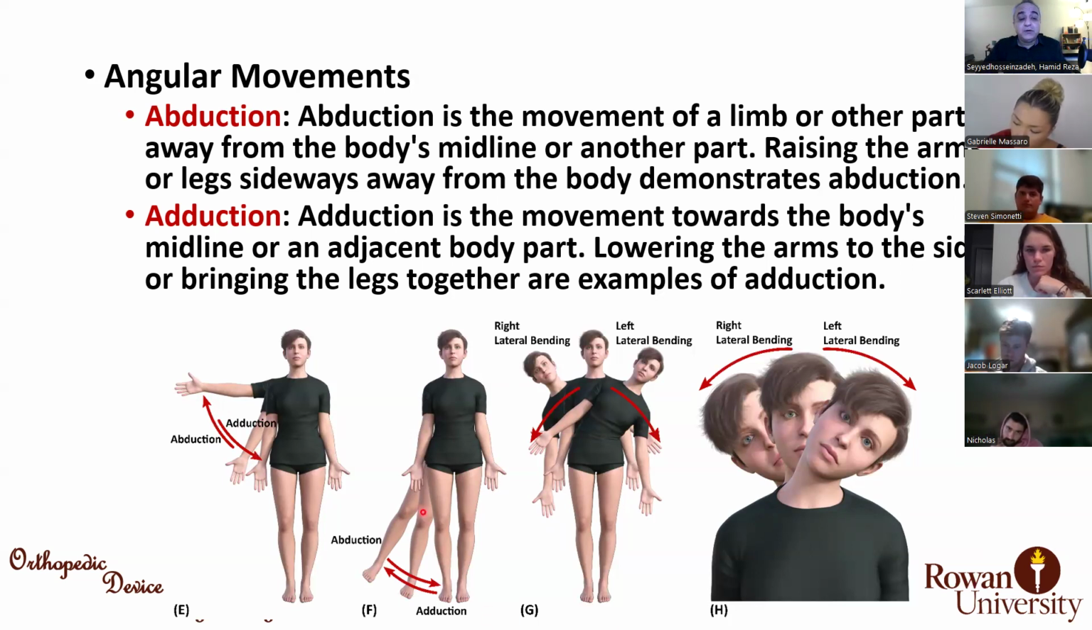You can do this for the lower limb: abduction, moving away, adduction, bringing back. For trunk and head, since we cannot move it from the midline like the limb, we call it lateral bending. Left lateral bending and right lateral bending. Left lateral bending for head and right lateral.